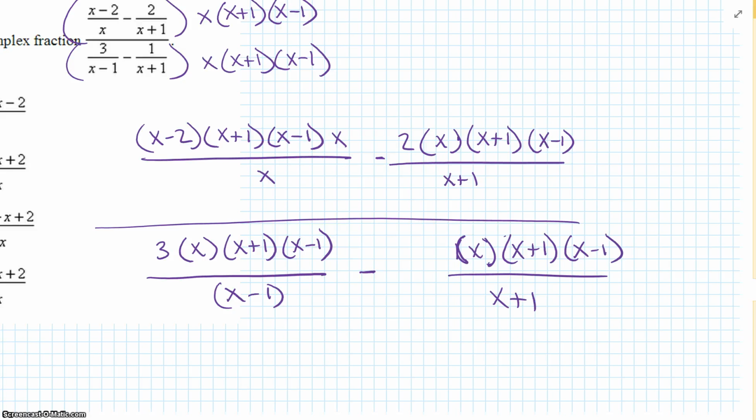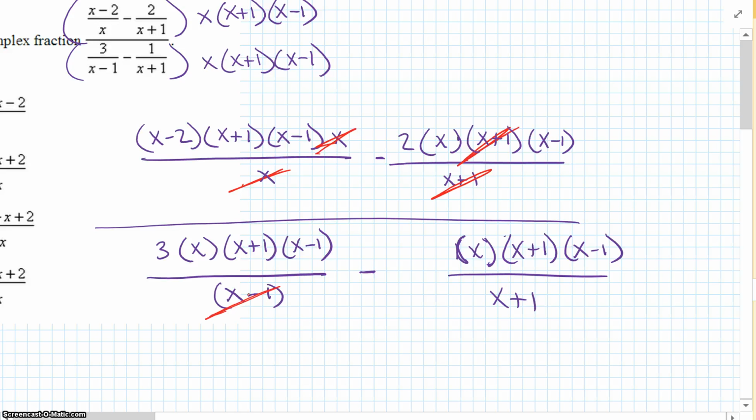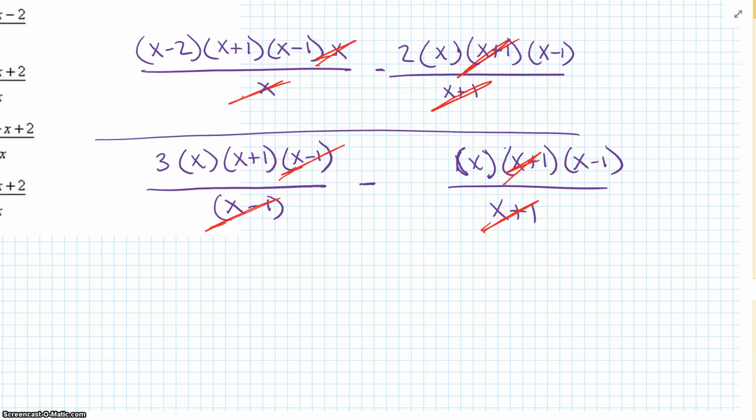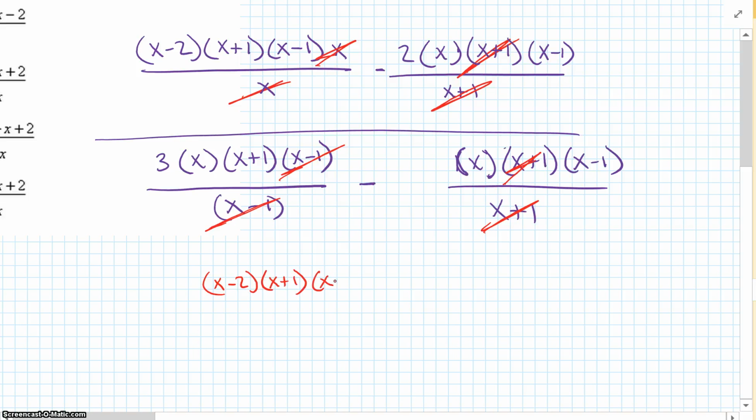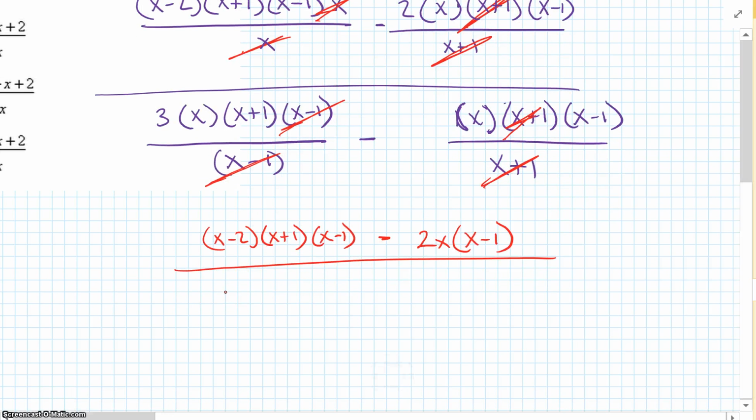So let's see what we can cancel. Cancel this x, that x, this x plus 1, that x plus 1, this x minus 1, that x minus 1, this x plus 1. So now we can simplify it to x minus 2 times x plus 1 times x minus 1, minus 2x times x minus 1, all over 3x times x minus 1 minus x times x minus 1.